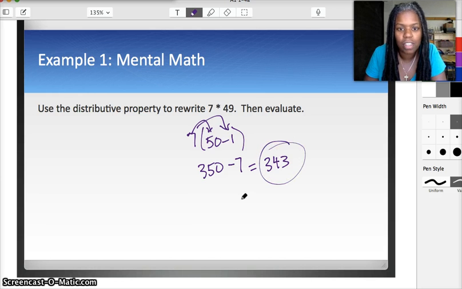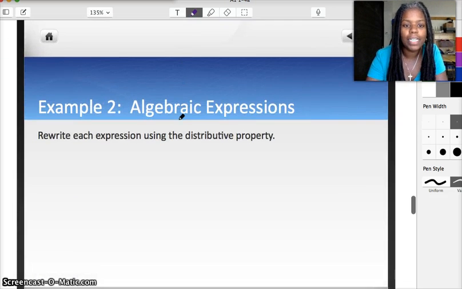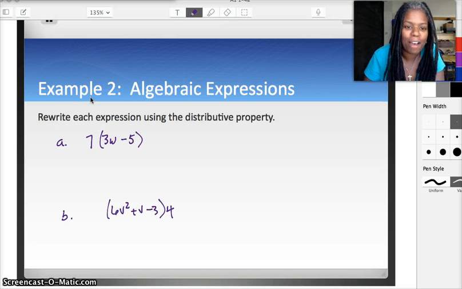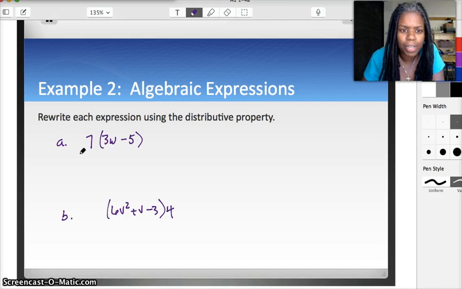So you could have done this using the distributive property. Most people probably wouldn't, but that's what they're alluding to on some of the assignment problems that you'll have. Over here, algebraic expression, we're going to rewrite each expression using the distributive property. There are the expressions, my fault. So here we're going to rewrite using the distributive property, and the distributive property is fun.